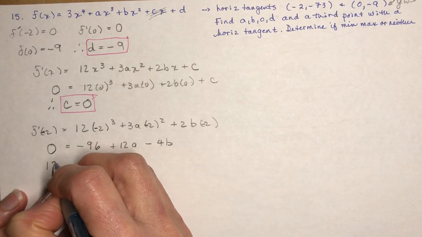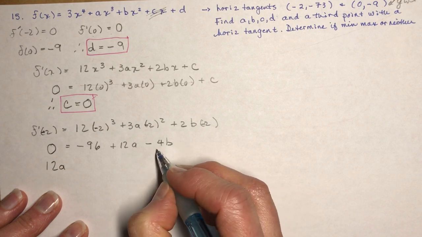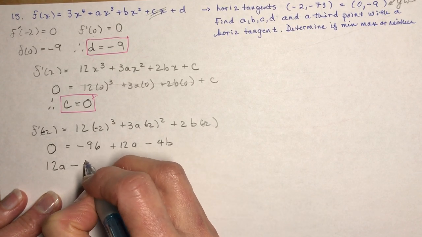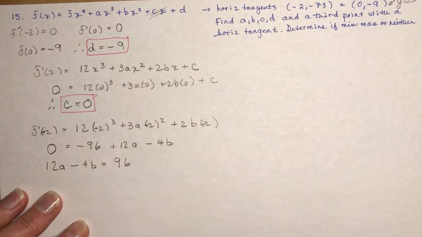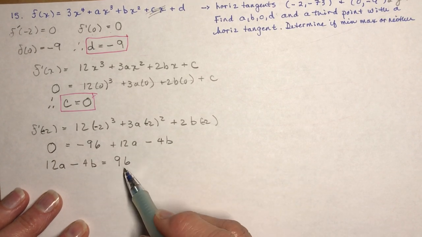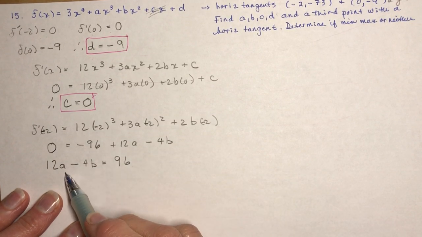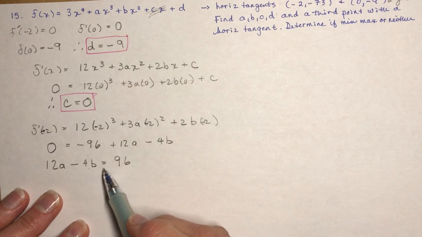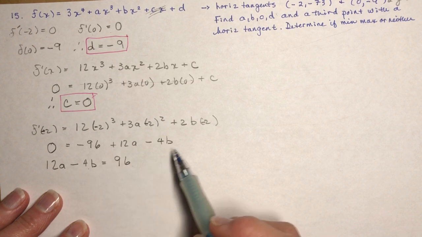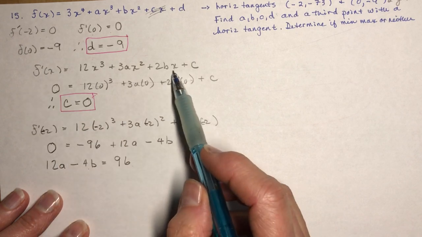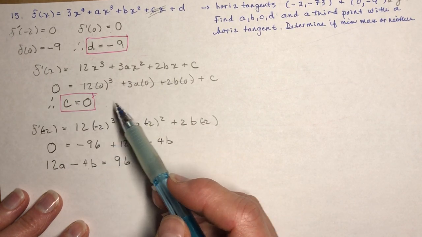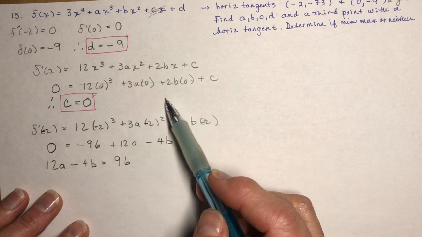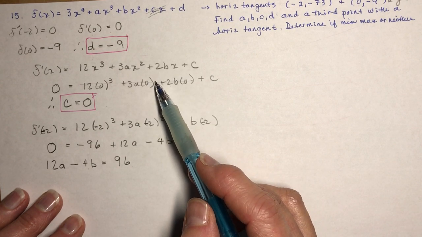So I'm going to write that out just with A's and B's here. So 12A minus 4B is going to be equal to 96. Okay, so far so good. But I need another equation with A's and B's in it to solve for A and B. So this one here isn't going to help me at all because F at 0 was 0. So I don't have anything I can use that one for.